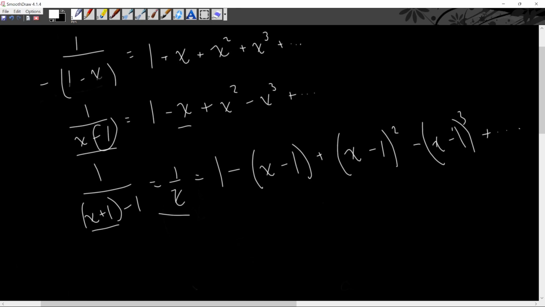So if you integrate 1 over x with respect to x, you'll just get ln x, right? And that will be equal to the integral of 1 with respect to x is x, integral of x minus 1, well, this will be, what will this be?